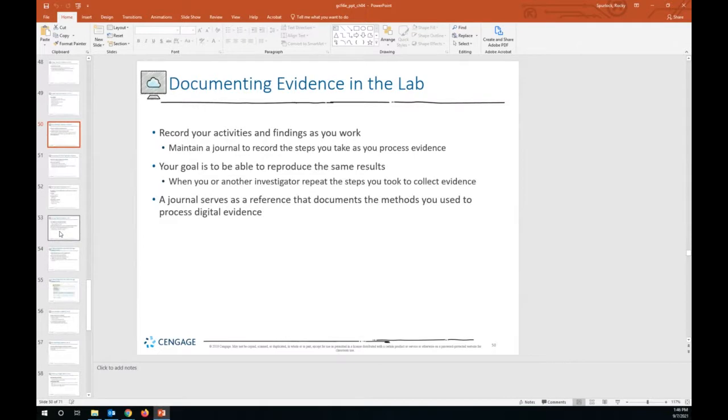You should also be sure to record your activities and findings as you work. You may want to maintain a journal to record the steps you take as you process evidence. Your goal in documenting this is to be able to reproduce the same results. So when you or another investigator repeat the steps you took to collect the evidence, you can have the same results. And the journal is going to serve as a reference that documents the methods you use to preserve or to process the digital evidence.